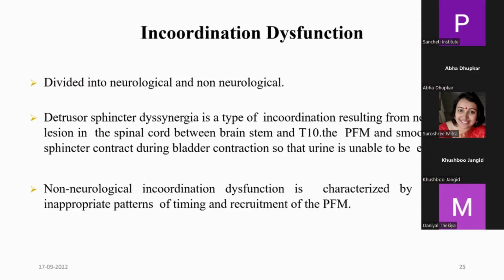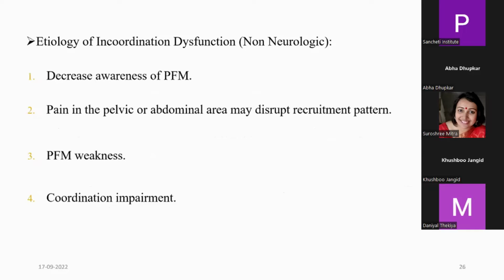So this category of patients come in this particular dysfunction. And the other is non-neurological incoordination dysfunction, which is characterized by absence or inappropriate patterns of timing and recruitment. Here the pelvic floor muscle function is affected. It has nothing to do with the brain, and that's why it is categorized under non-neurological dysfunction. So in neurological, the brainstem is involved, and in non-neurological, only the pelvic floor muscle is affected. Okay, so this is the difference between the non-neurological and neurological dysfunction under incoordination dysfunction.